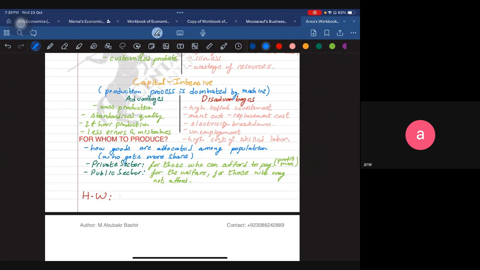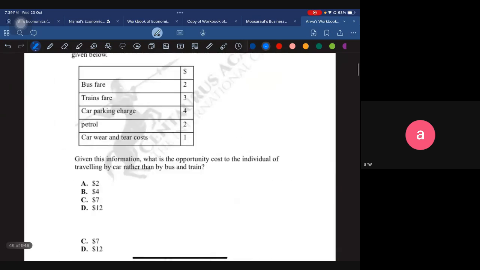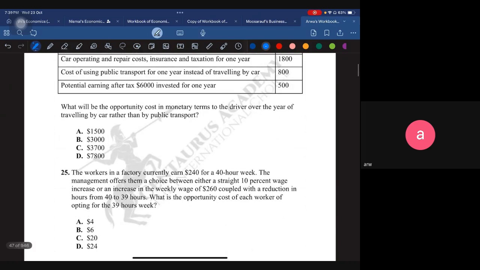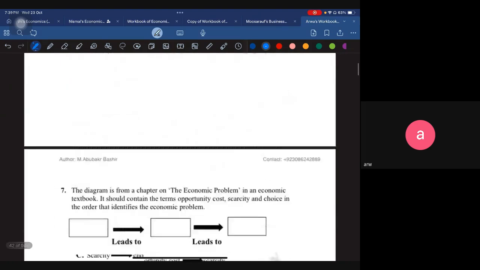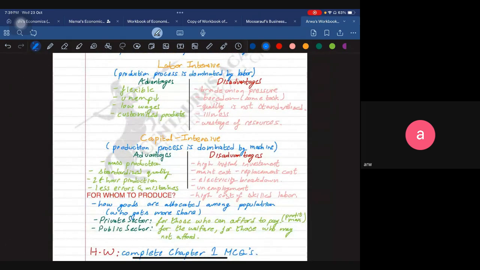If I ask you to complete chapter 1 MCQs, will you be able to do that? Yes, sir, easily. It's fine. Perfect, perfect. So, how many MCQs are there? I can just show you. Just 25. Not a big deal, right? 25 MCQs before our next class on Friday, I guess is going to be good enough, right? Okay, so first I'll just stop the recording and then I will also share this workbook with you.